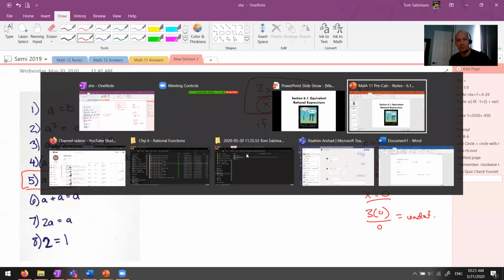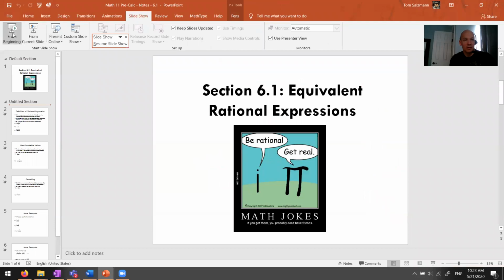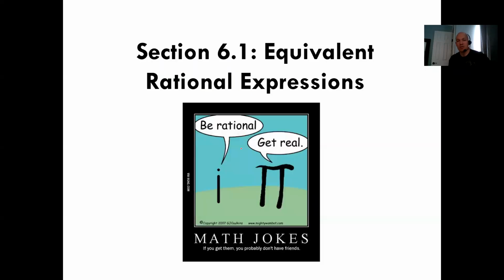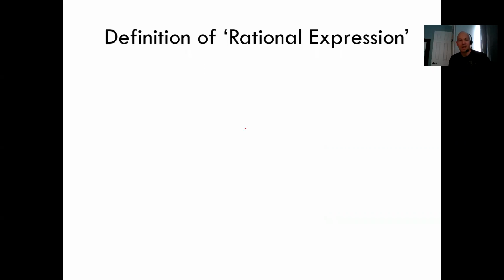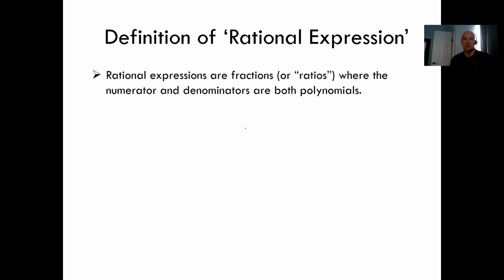So, section 6.1, equivalent rational expressions. I get the joke, it's hilarious. Okay, so we're going to start by defining what a rational expression is. It's very simple. A rational expression is a fraction or a ratio where the numerator and denominator are both polynomials, so things that have x's and basically nothing else, x to the power of something.